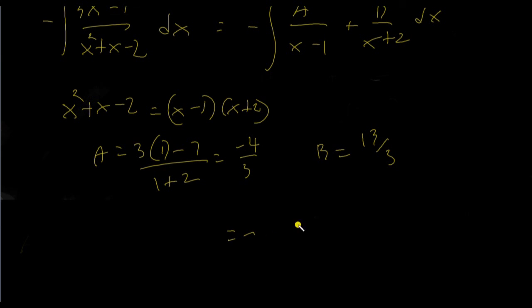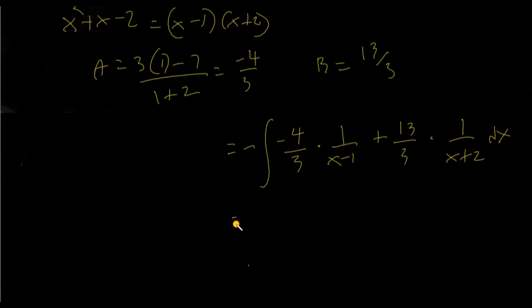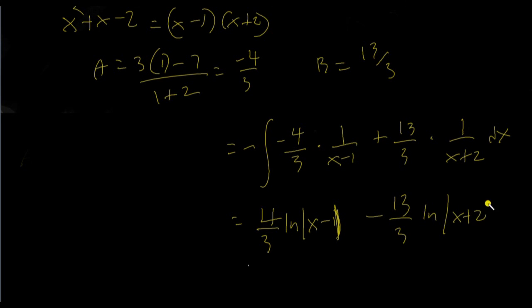So this is the negative integral of negative 4/3 times 1 over x minus 1 plus 13/3 times 1 over x plus 2. Integrating this, the negatives make a positive, so 4/3 natural log of x minus 1, and then minus 13/3 natural log of x plus 2, plus c. And so this is the hard part.